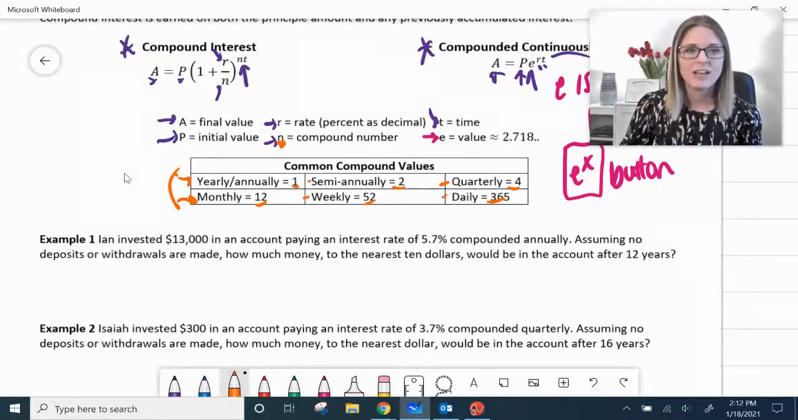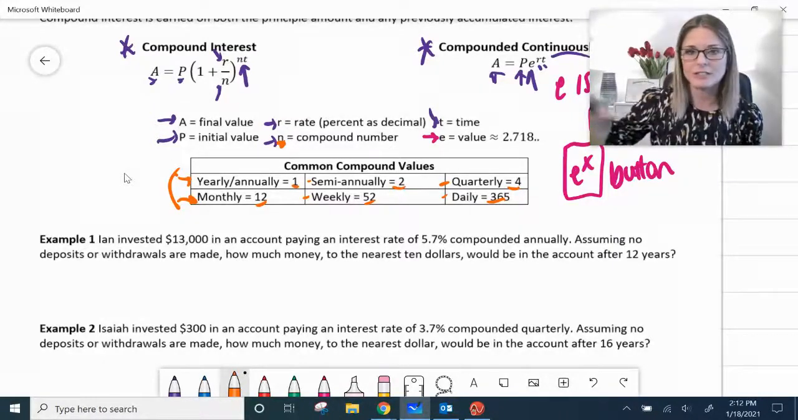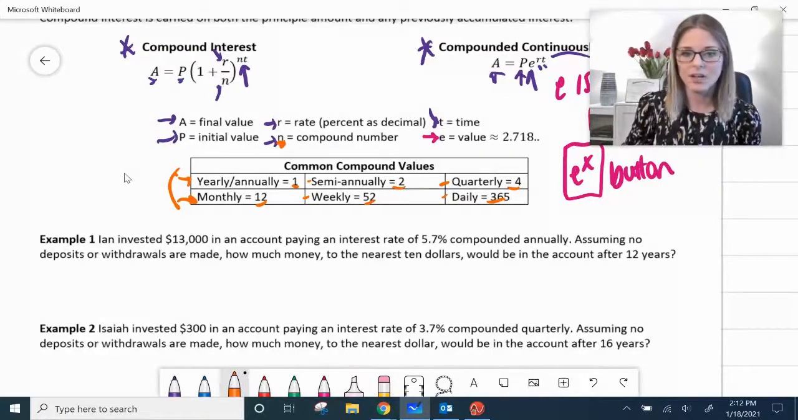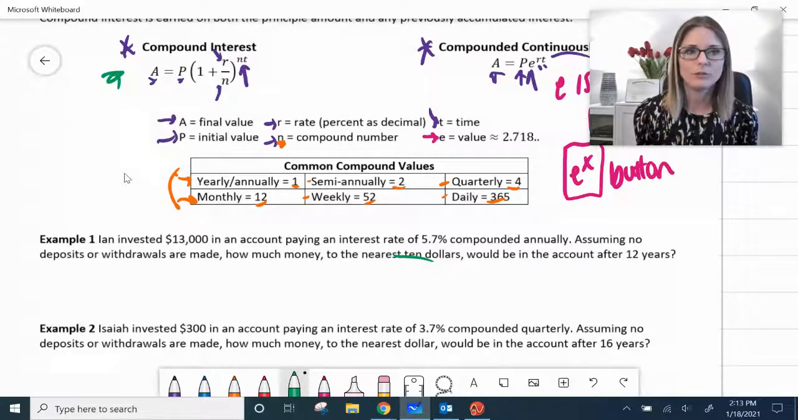Okay, you ready? Number 1, Ian invested $13,000 in an account paying an interest rate of 5.7% compounded annually. All good words there. Assuming no deposits or withdrawals are made. There's no changes. How much money to the nearest $10? I'm going to underline that because that phrase does change on your Delta Math problems, how they want it rounded. So to the nearest $10, how much money would be in the account after 12 years? So this is a regular compound problem. I know this because I don't see the word continuously. So I'm going to be using the first formula here.